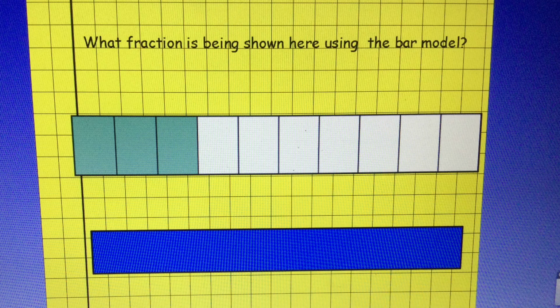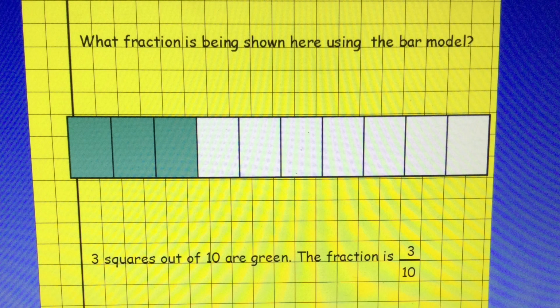Have a look at the bar model here. What fraction do you think is being shown? Pause the video now to have a think. 3 out of the 10 squares in our bar model are green. The fraction that is being shown here is 3/10.